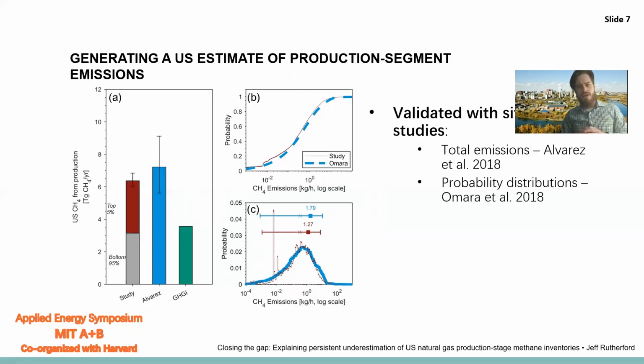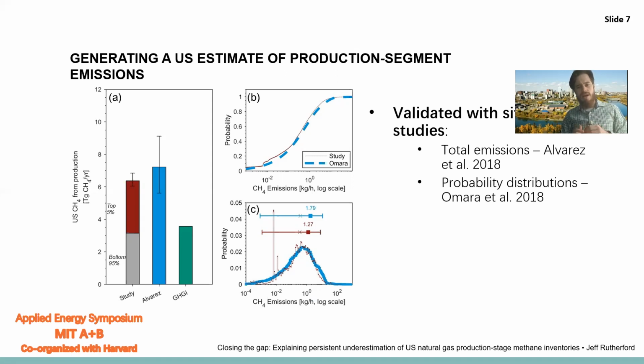So first, looking at the panel on the left, we have the total 2015 production segment methane emissions. Our study, which is the bar on the far left, matches within uncertainty with the estimate by the Alvarez et al. study.